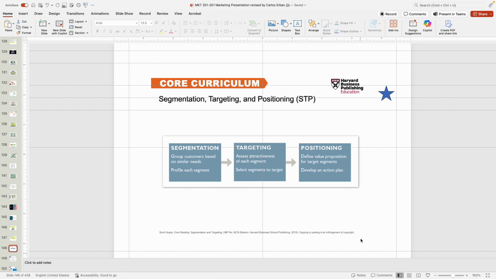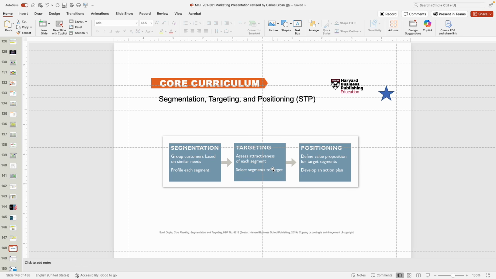Or if you go to the supermarket, almost any aisle or any category is already segmented. Now, targeting is about, okay, so there are all these segments, which ones am I going to target? And that is based on how attractive that segment is. And we'll go into that in a second.